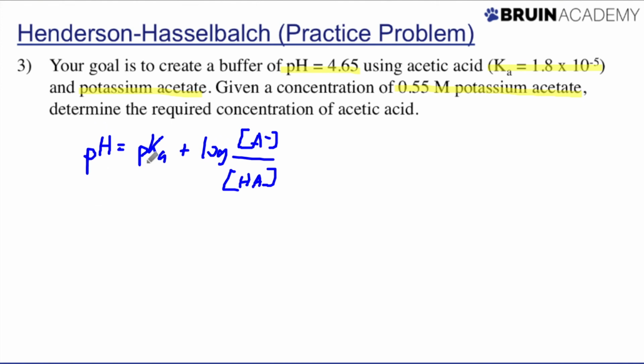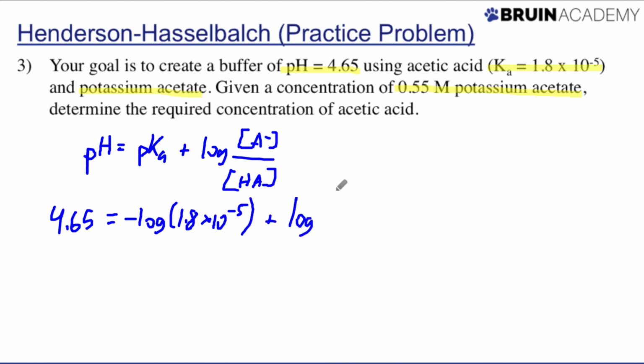Okay, so here I'm just going to start plugging in values, because I'm looking for my concentration of HA, and I'm given everything else. So I know pH is 4.65. My pKa is minus log of 1.8 times 10 to the negative 5, plus log of A minus, which is given to me as 0.55, over my concentration of HA, which is what I'm looking for.